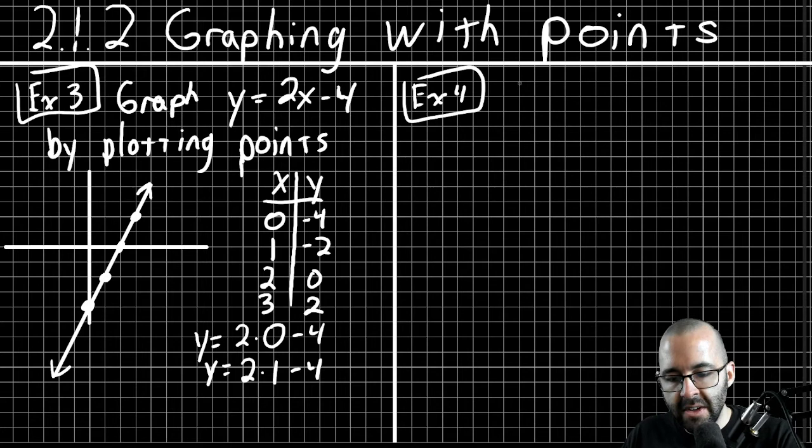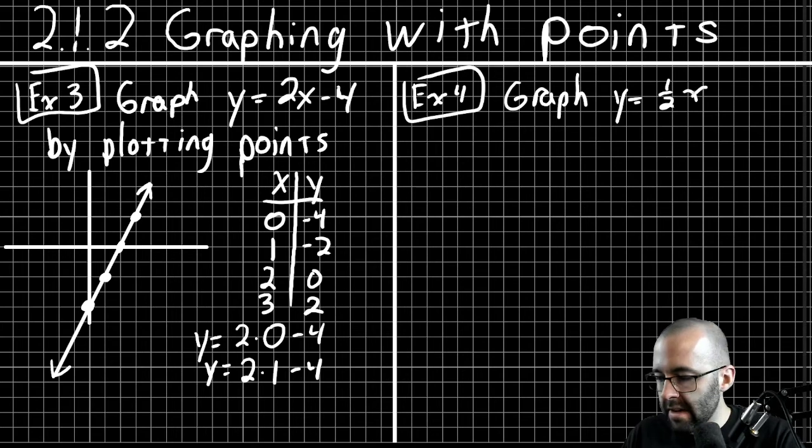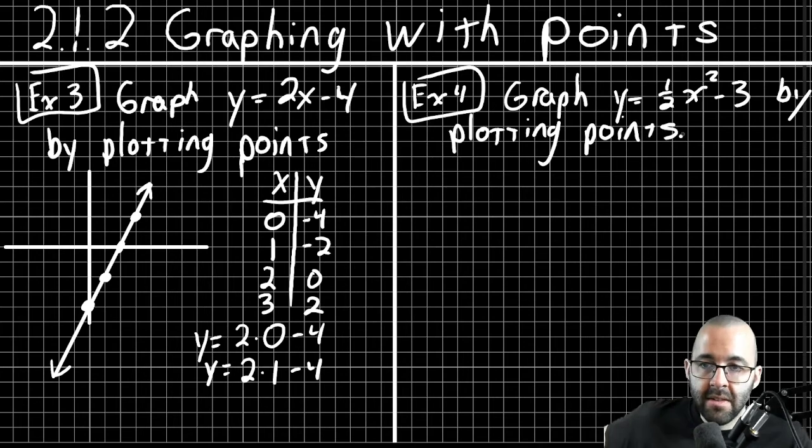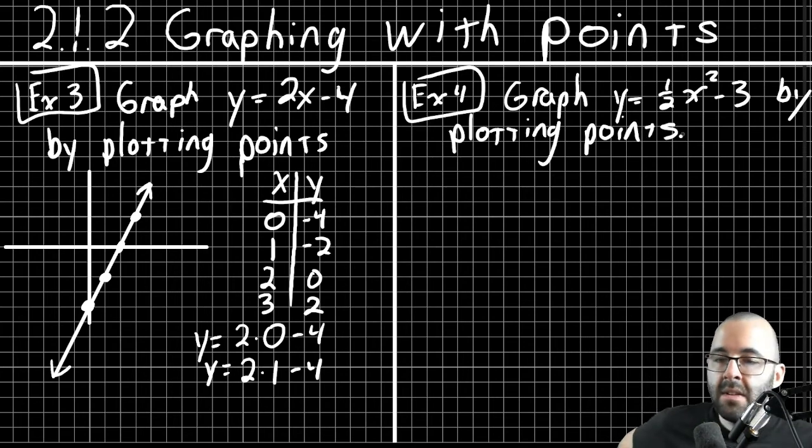So example 4 is going to be very similar. Graph y equals 1/2 x squared minus 3 by plotting points. This one's going to be a little bit more annoying. We're going to need a lot more points to graph this one.